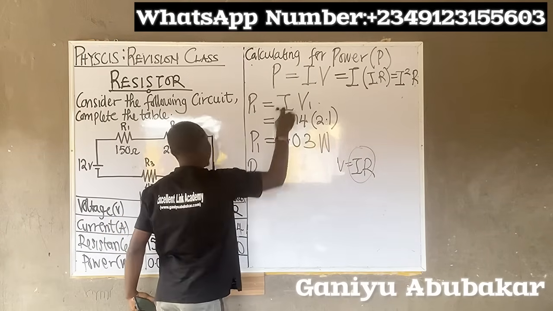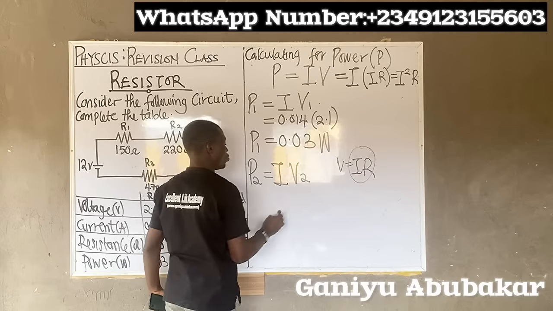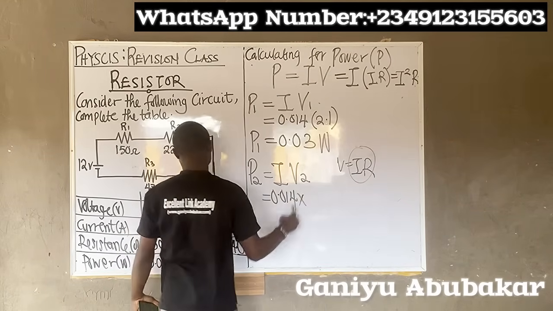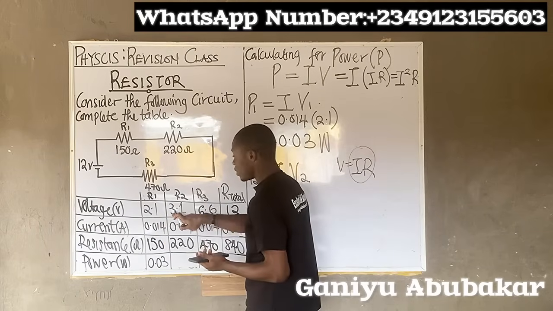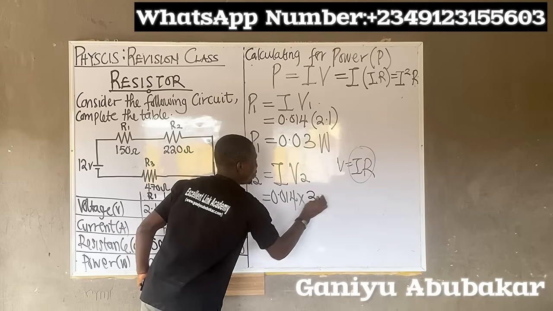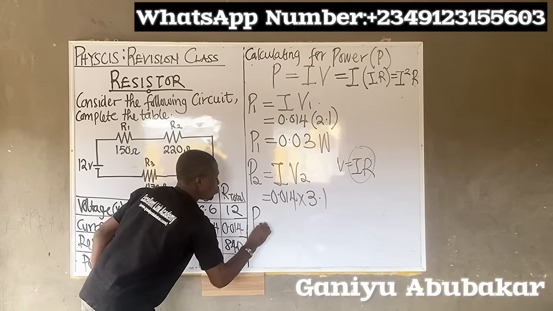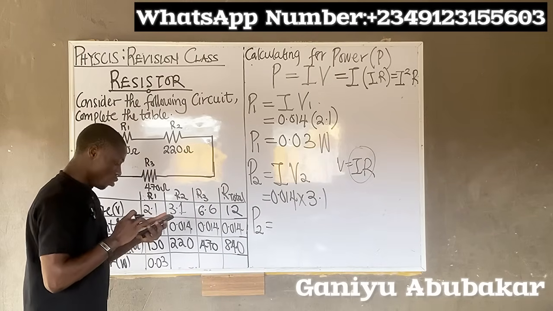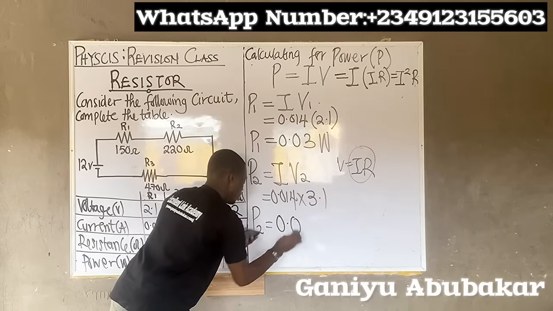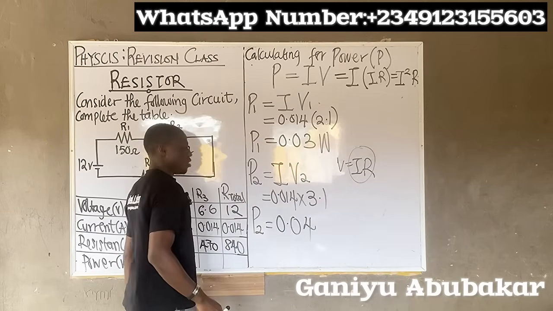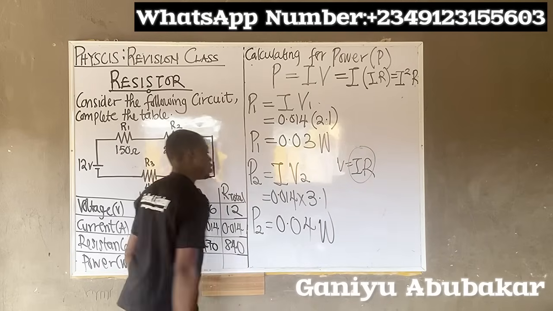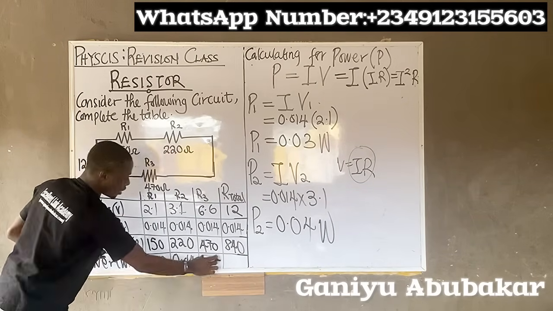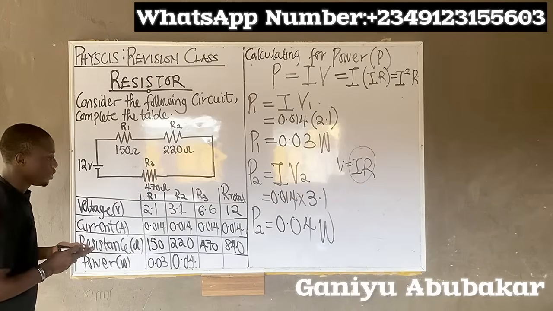P2 is equal to IV2. I is constant, that's 0.014. What's V2? V2 is 3.1. This gives you P2 is equal to multiplying this together, 0.014 times 3.1. I have about 0.04 watts. So this gives you 0.04 watts. Next up, let's get P3.